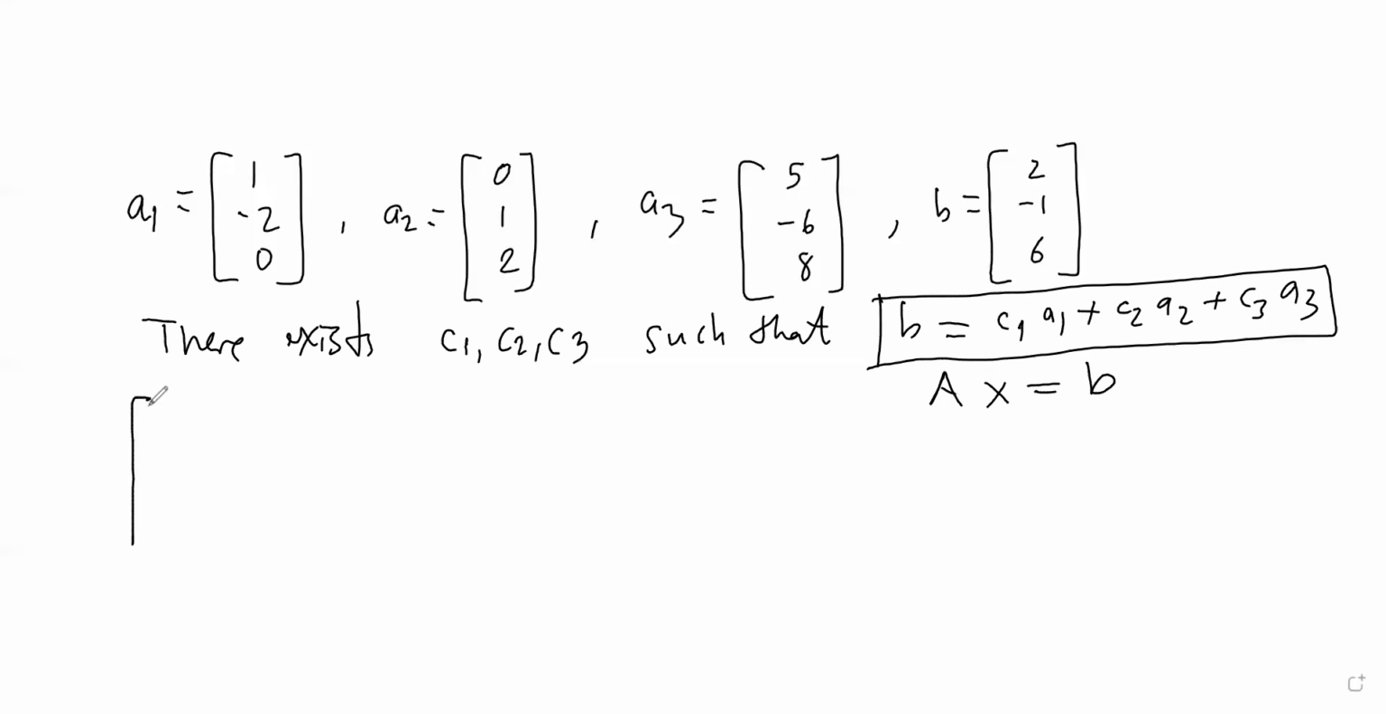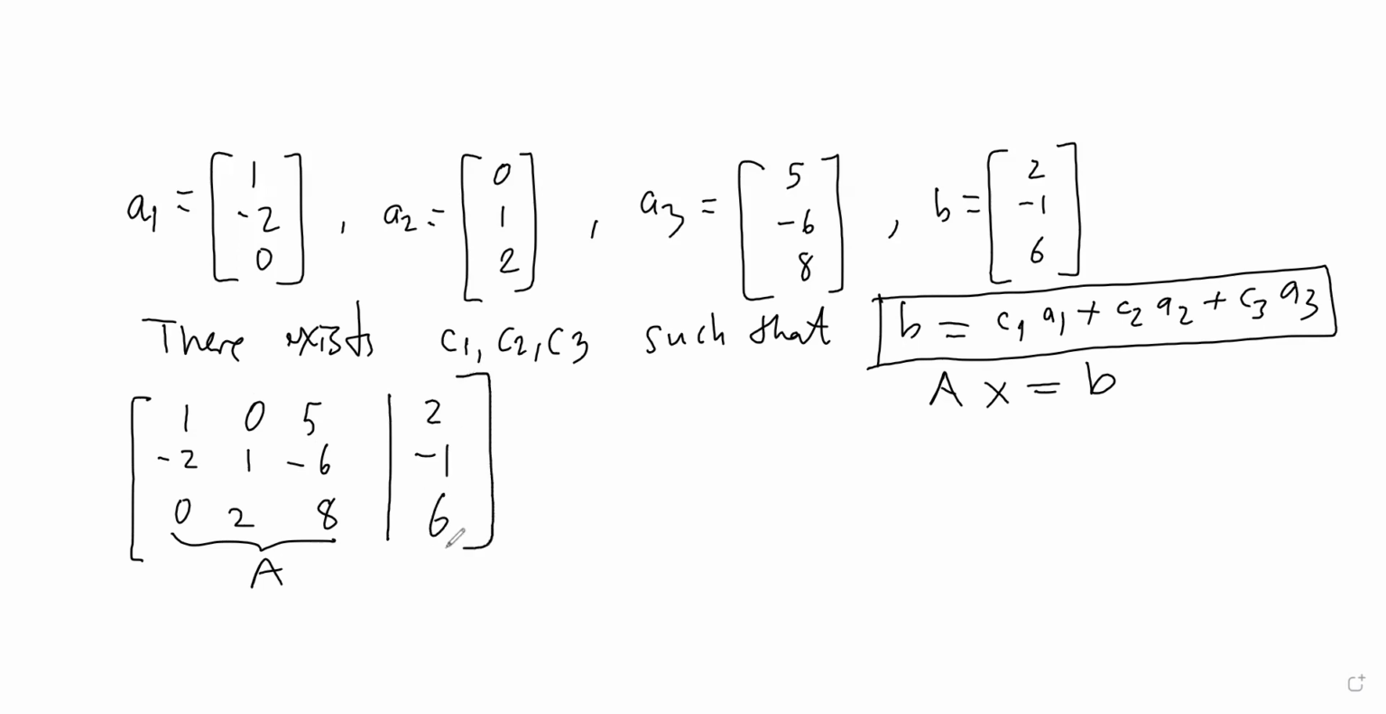So I'm going to write down the A now. A is just a matrix: 1, -2, 0, 0, 1, 2, 5, -6, 8. So this is the matrix A, where A1, A2, A3 are the columns, and B is the right-hand side. So I form an augmented matrix. I put that as an extra column, tagged onto the matrix.